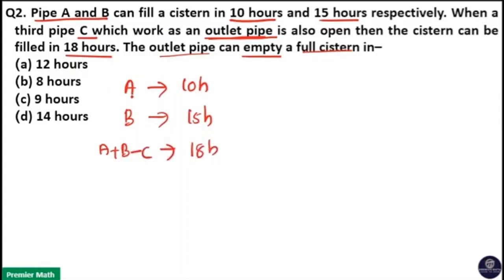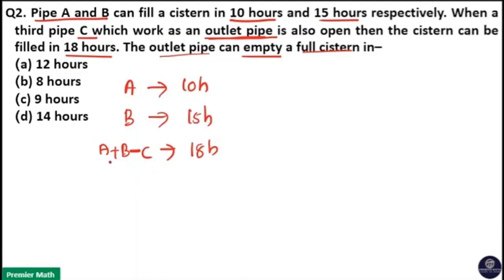Here you can see A fills a cistern in 10 hours and B fills it in 15 hours. So when A, B and C work together, you would expect it to fill in less than 10 and 15 hours. But here it is 18 hours because C is an outlet pipe. That is, C is emptying the tank. So when A, B and C work together, it takes 18 hours to fill the tank.